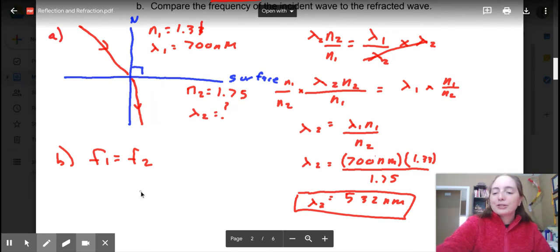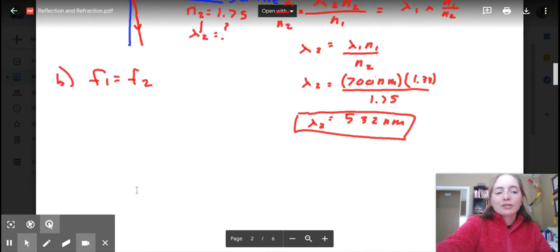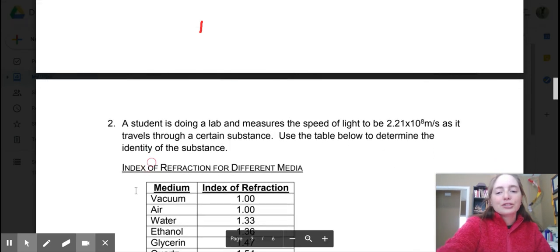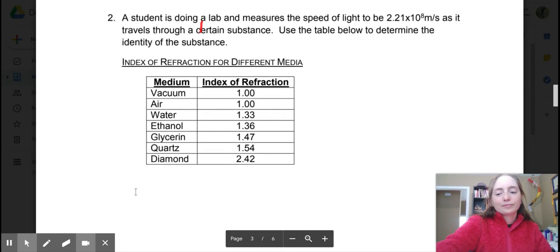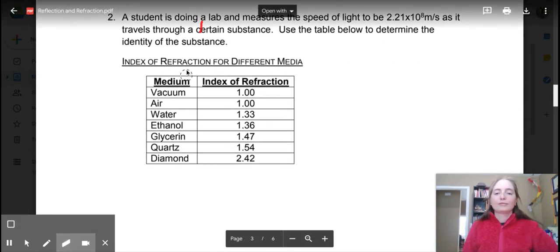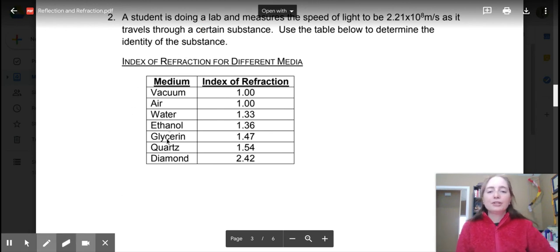All right, so let's move along to our next question. A student is doing a lab and measures the speed of light to be 2.21 times 10 to the power of 8 meters per second as it travels through a certain substance. So we don't know what it is. Use the table below to determine the identity of the substance.